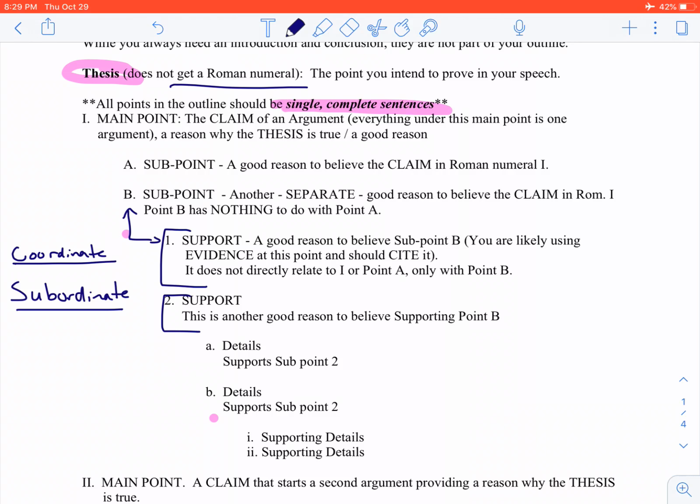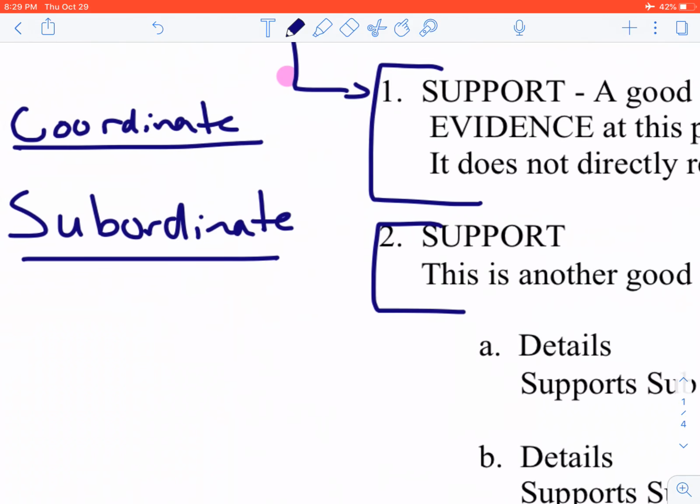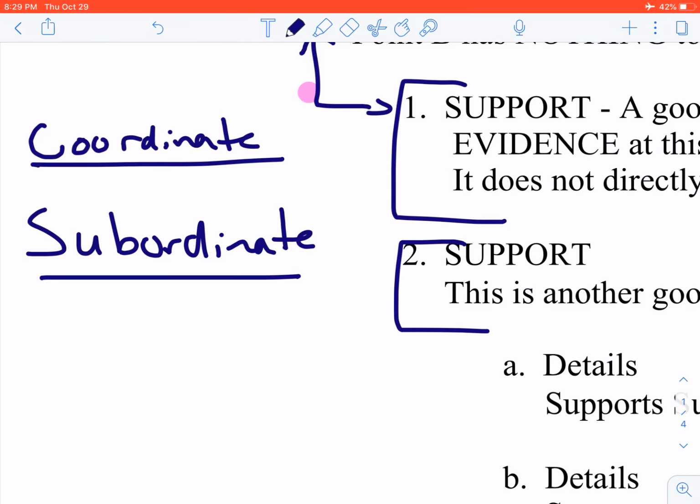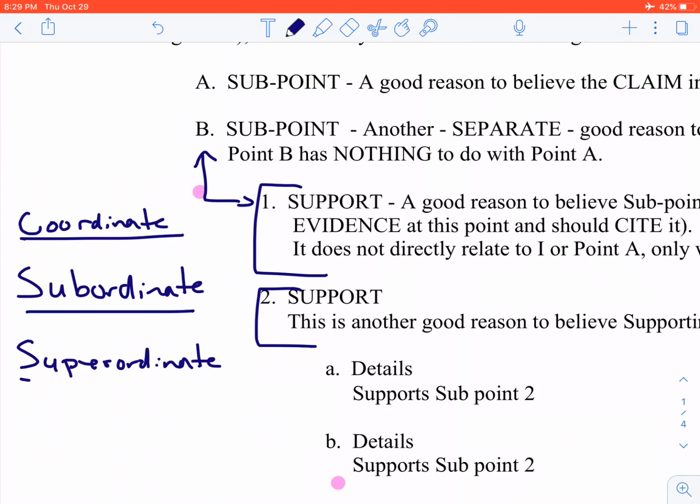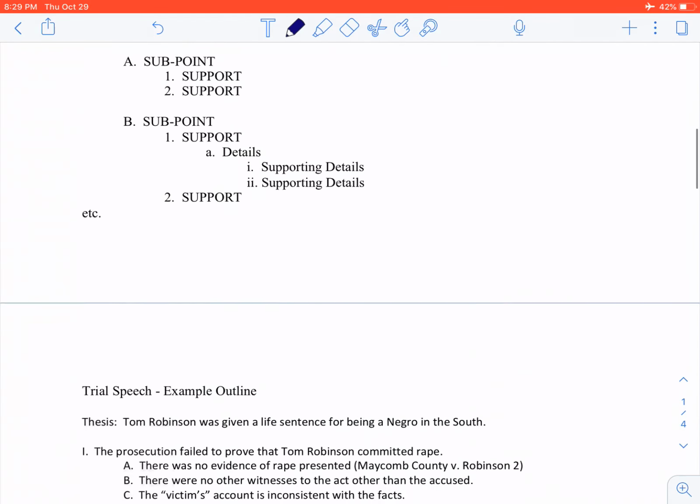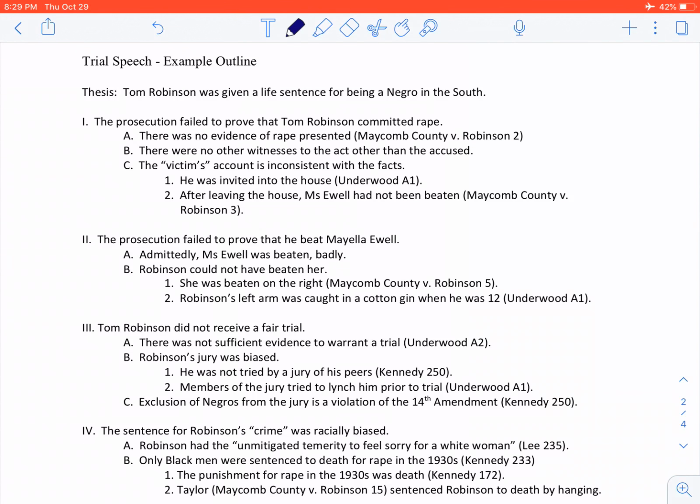In an argument structure, each lower level is subordinate to the higher level. Now, that higher level is often called the superordinate point. And all that means is that we're looking at the same relationship, but from the other direction. So B here is superordinate to 1. 1 is subordinate to B. Now let's look at the example outline and see how some of that works out.